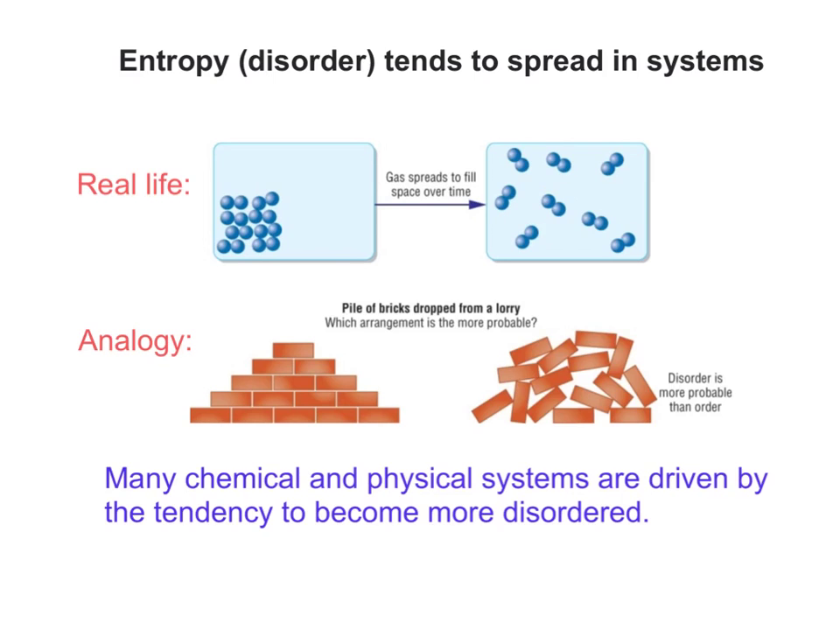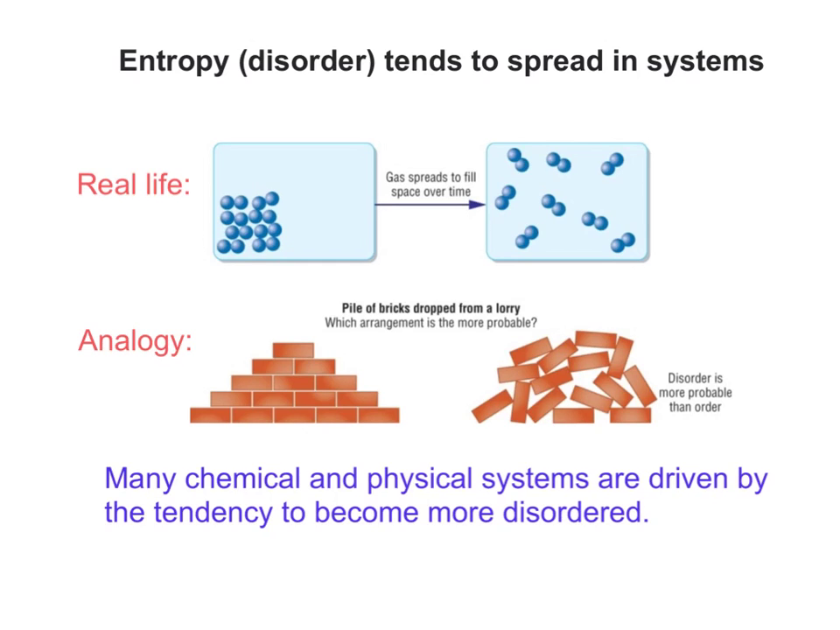So like I just said, entropy tends to spread in systems throughout the universe. A real-life example might be a gas spreading to fill space over time, diffusion. You might have come across it in your earlier schooling on science. And a good example of this might be if you sprayed a deodorant can in one corner of the room, and then slowly but surely the vapour will diffuse across the room. What's happening is that the gas particles are becoming more disordered, and as they become more disordered they spread out.